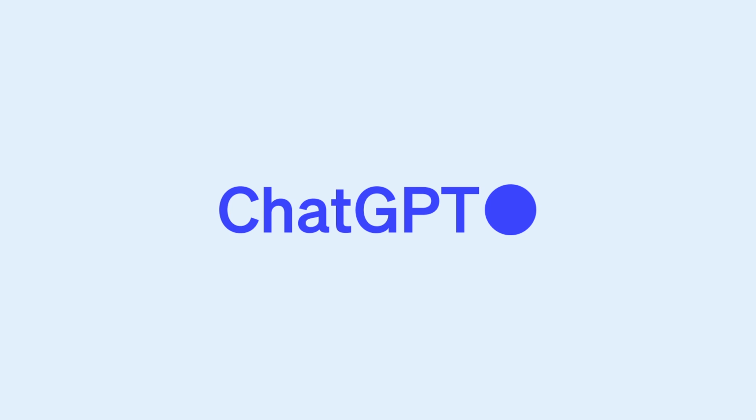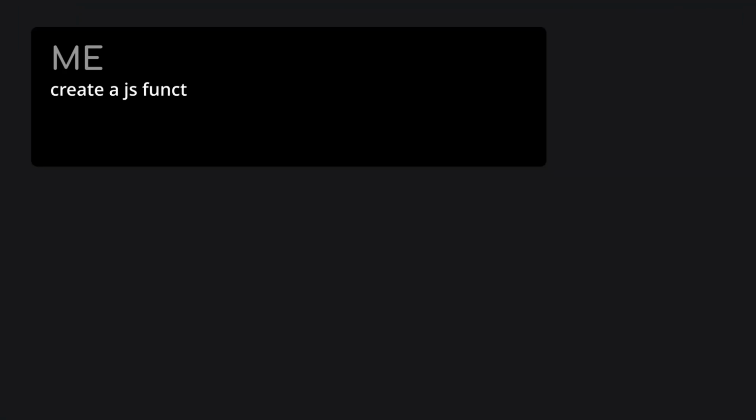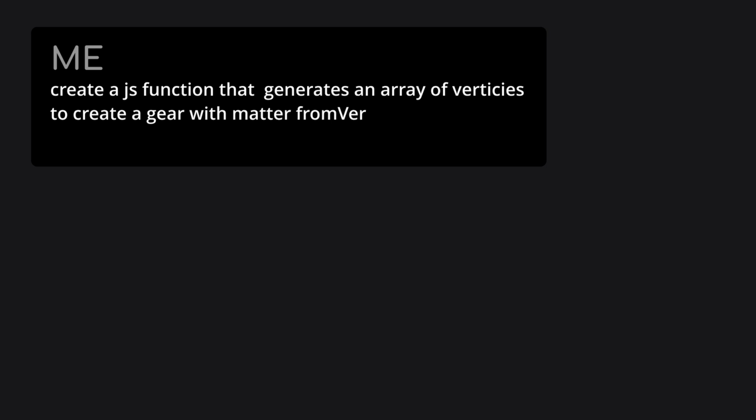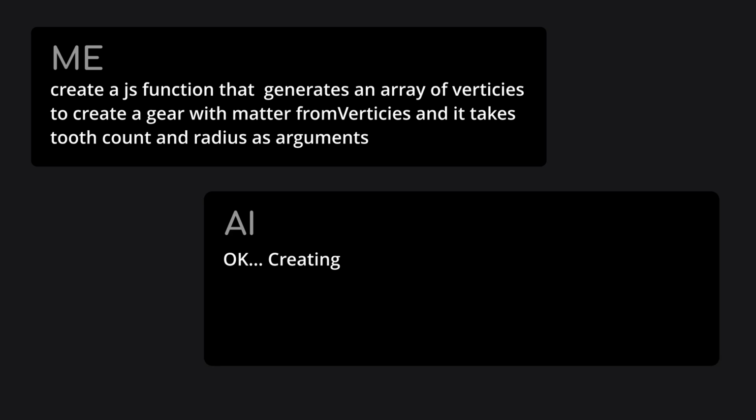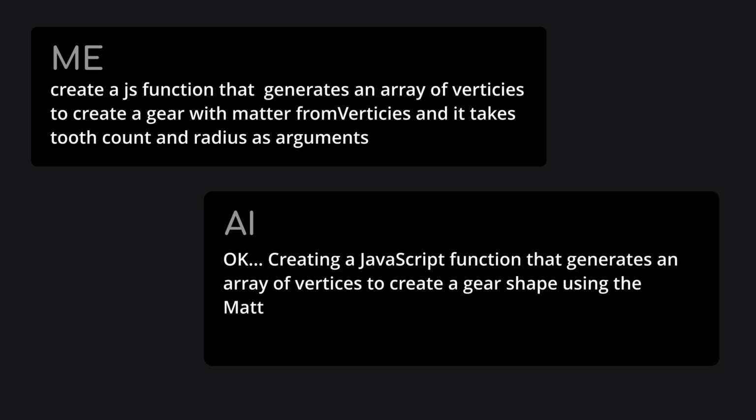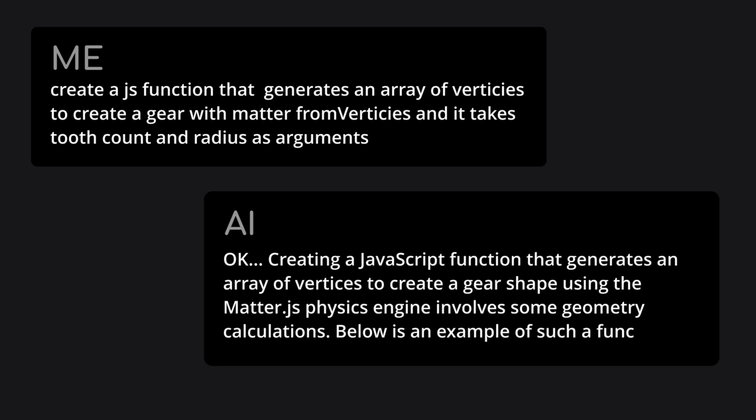So I turned to AI. I asked ChatGPT to generate a function that used the fromVertices method from Matter.js, and to make a function that took teeth count and radius as arguments. ChatGPT did its thing, and when I tested it, I got this.